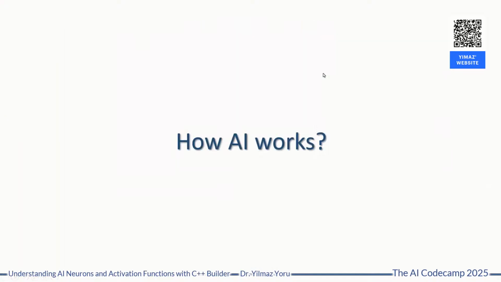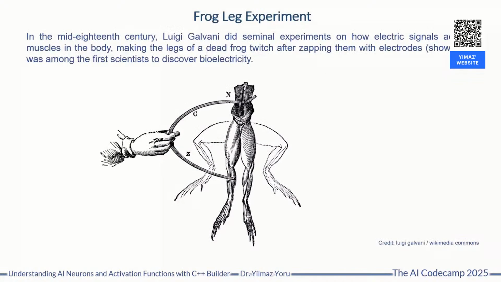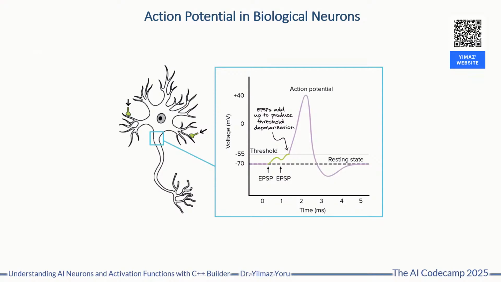Now let's look at how AI works. In the mid-18th century, Luigi Galvani did seminal experiments on how electrical signals activate muscles in the body. He used frog legs here, making the legs of a dead frog twitch after zapping them with electrodes, and was among the first scientists to discover bioelectricity. Then scientists researched the action potential in biological neurons. There is a threshold for a signal, and then an action potential comes, and then a resting state.